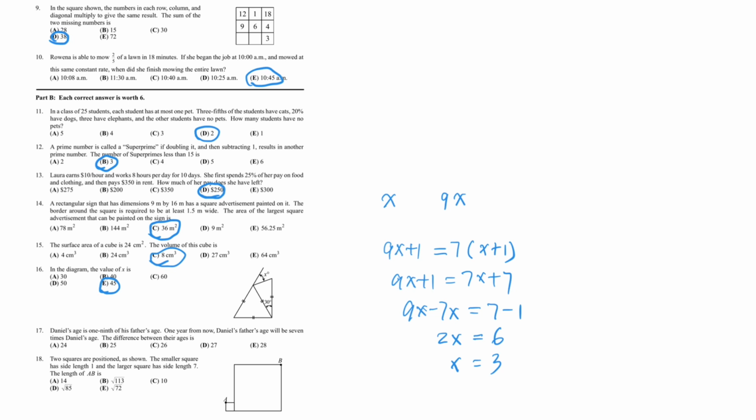So father's age will be 3 times 9, that's 27. The difference between their ages, 27 minus 3, that's 24. Therefore, the answer of 17 is A, 24 years difference.